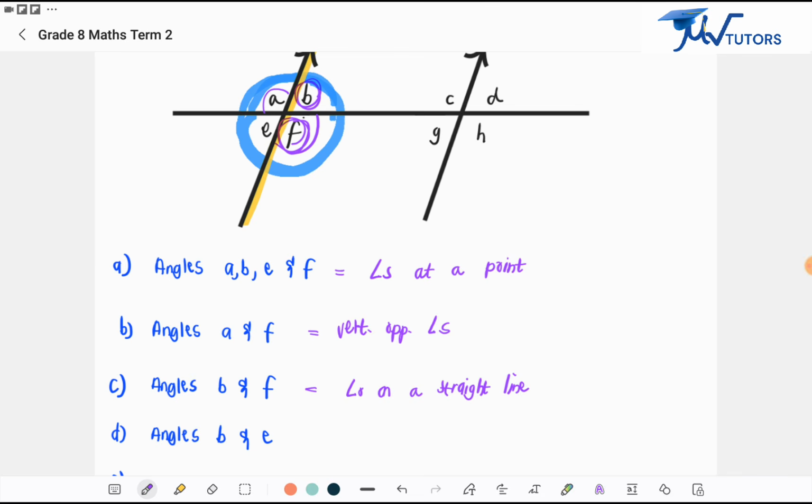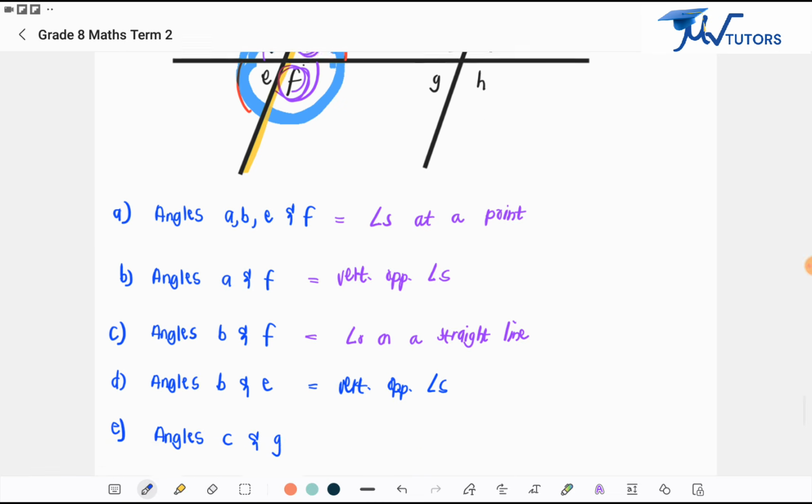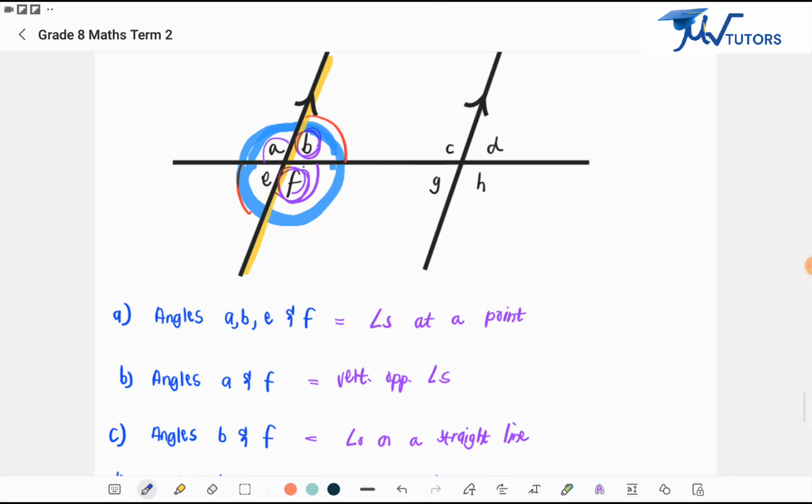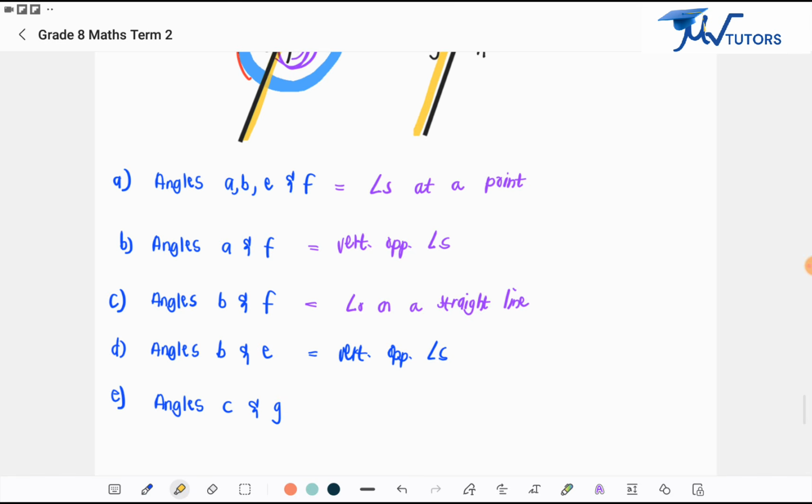All right, and then angles B and E, again, okay, so basically that's B, that's E, and we can see clearly that B and E are vertically opposite angles. Forgot to change the color pen. All right, and then how about angles C and G? Oh, again, angles C and G are there. They are basically angles on a straight line.